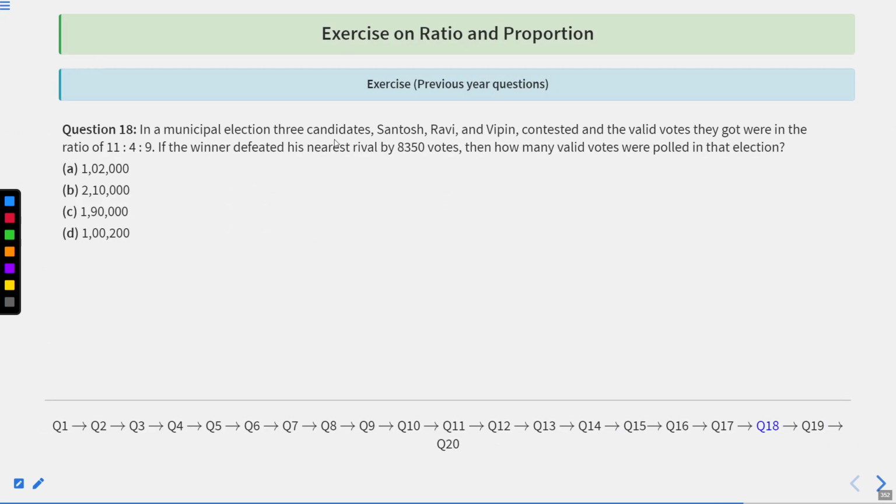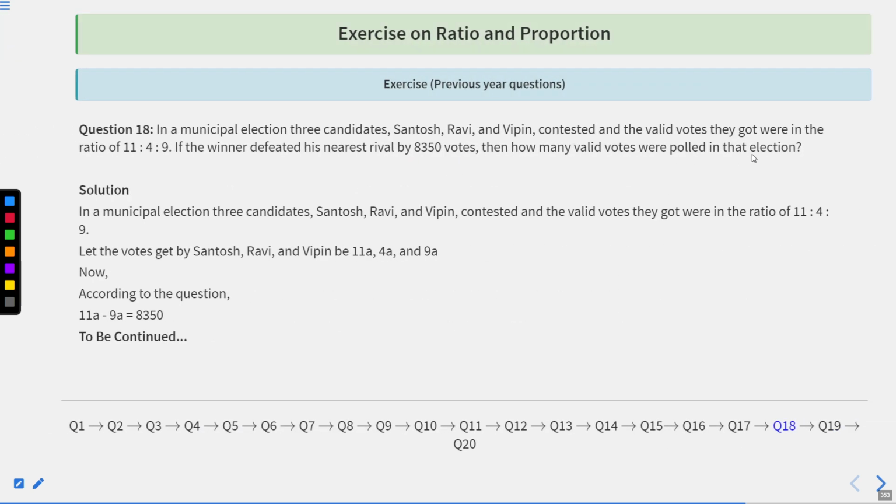In a municipal election, 3 candidates, Santosh, Ravi and Vipin, contested and valid votes they got were in the ratio 11:4:9. If the winner defeated nearest rival by 8,350 votes, then how many valid votes were polled in that election?